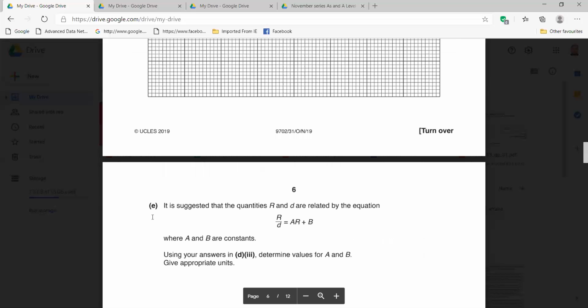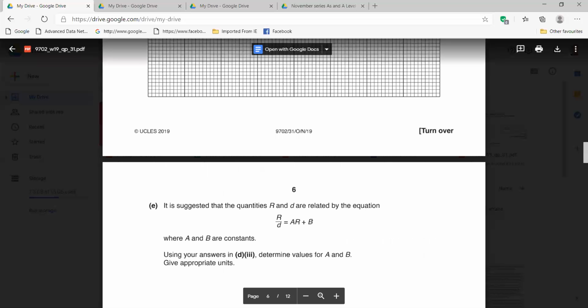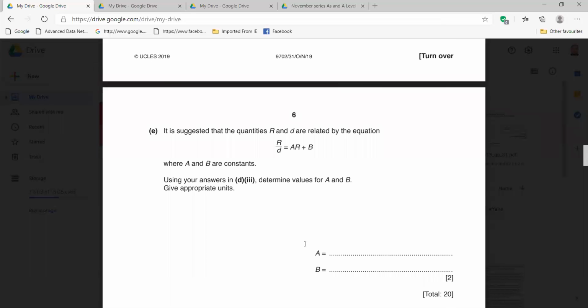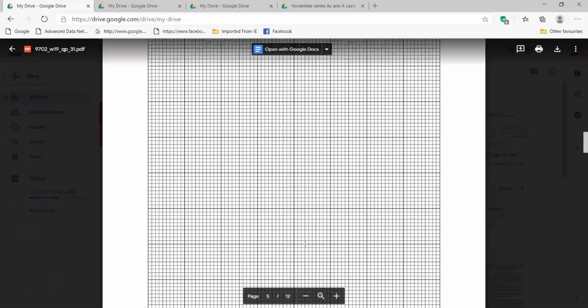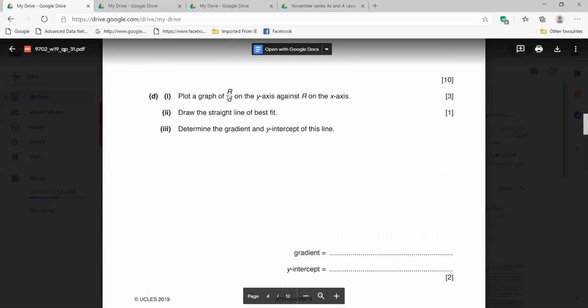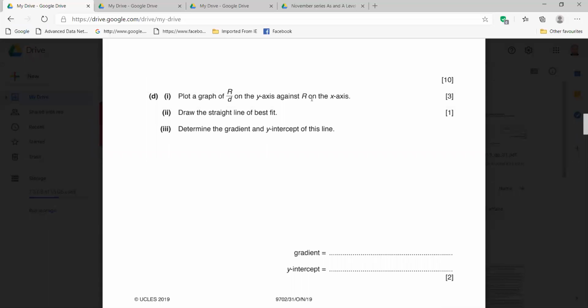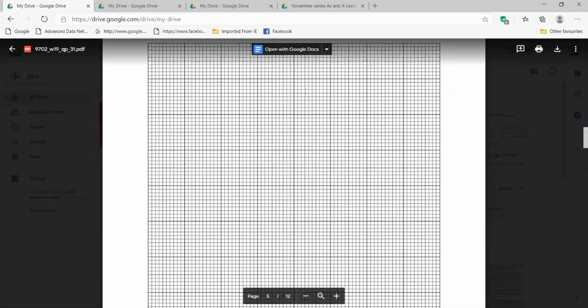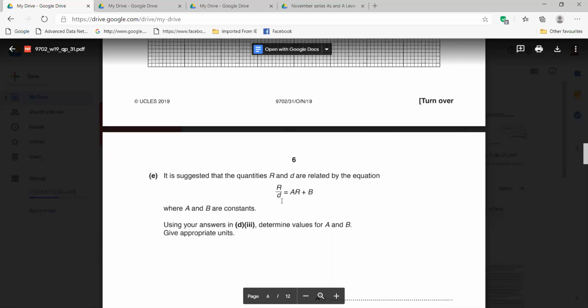Okay, so here you got R by D equals AR plus B, right? You are getting two constants A and B. They are asking you to find the value of A and B. So to understand it, let us go to the previous part. Look, here they told you to plot R by D against R, right? So here R by D is Y, isn't it? And R is X, isn't it? So now is it matching with the equation?